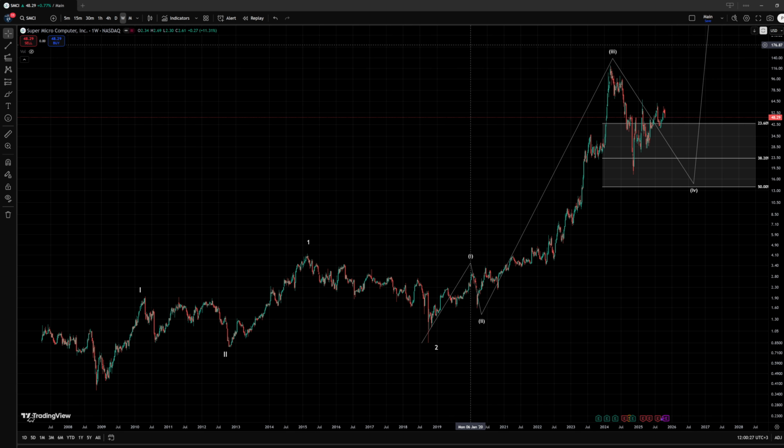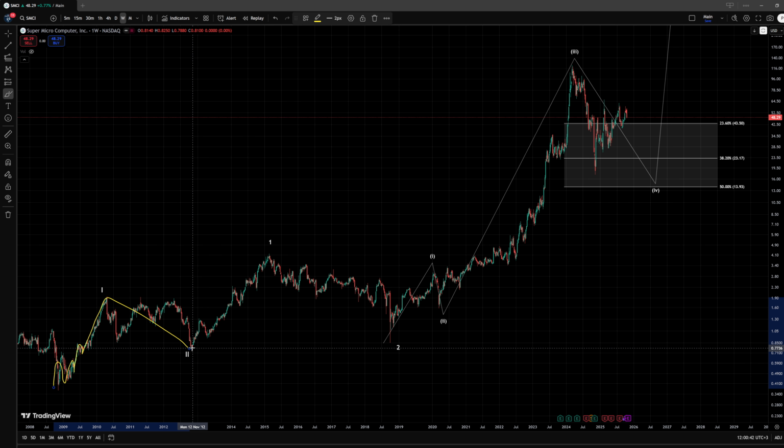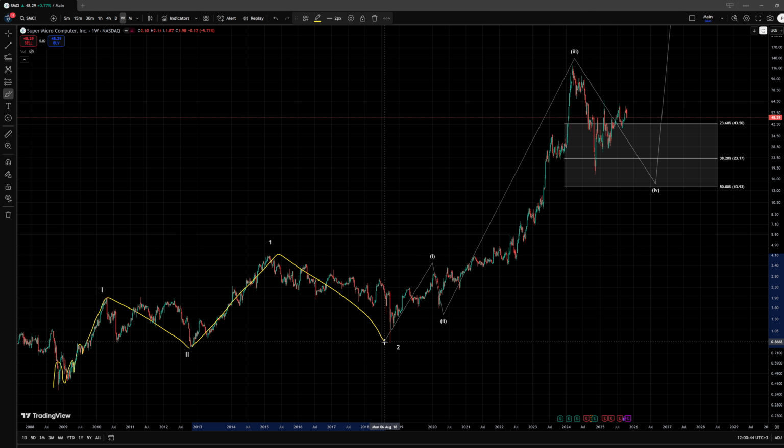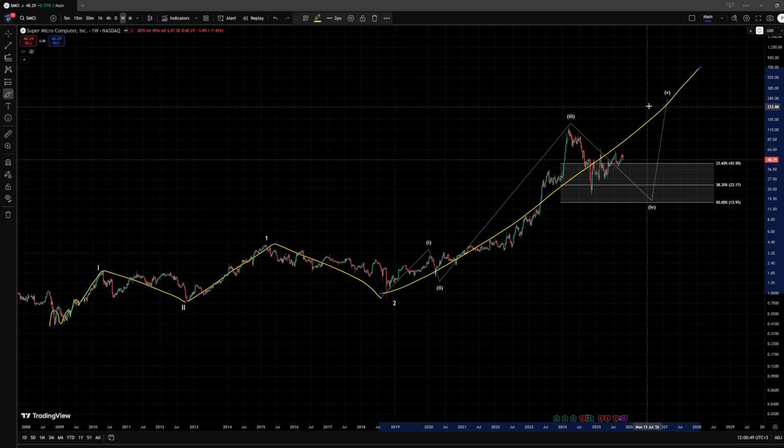In this video we are looking at Super Micro Computer. It is time for another update, and on this chart we are still tracking the possibility of an impulse that would be forming here to the upside. So far, we have a series of possible 1-2 setups, then a larger 1-2 in this area, and now we are tracking the larger third wave that would develop to the upside.